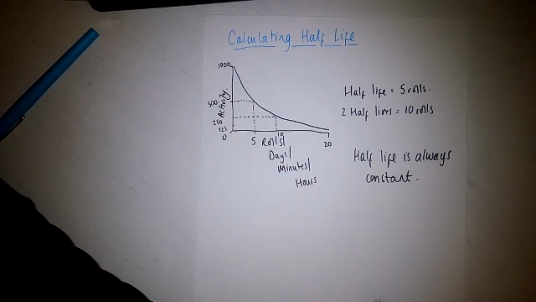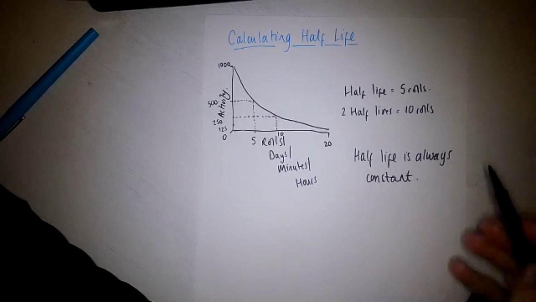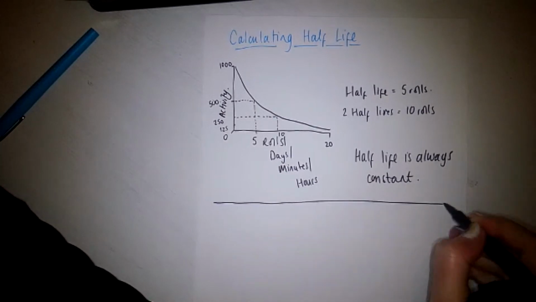I'll say them again. The time it takes for the number of nuclei in the isotope in the sample to half, or the time it takes for the count rate from a sample containing the isotope to fall to half of its starting level. They're both in the PowerPoint, so you can have a read of them and work it out from there. Now, that's using a graph, okay?